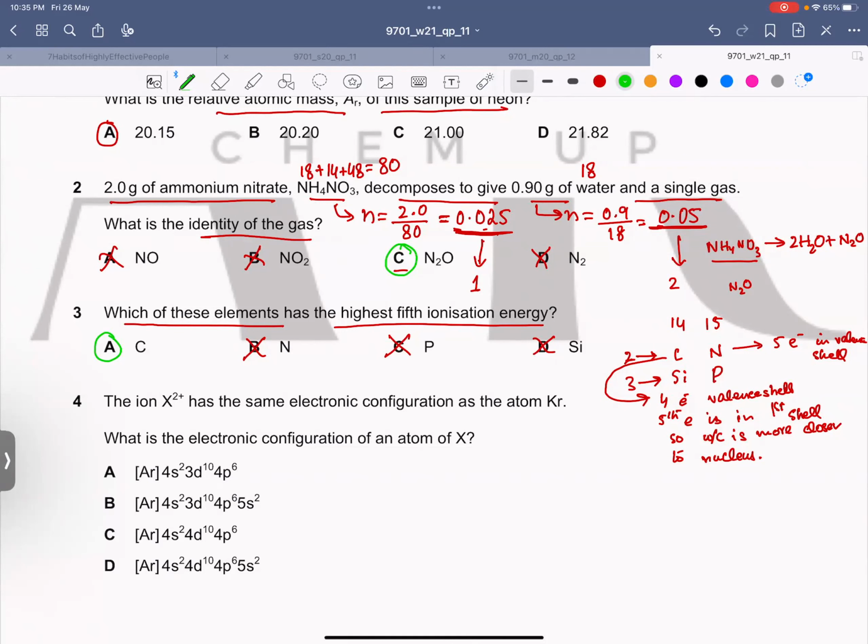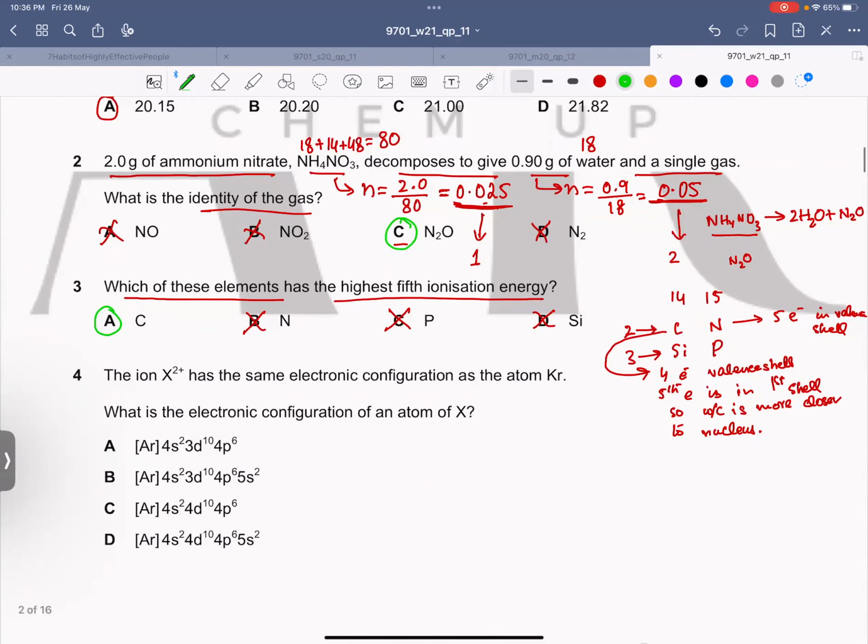In the case of nitrogen, all the 5 electrons are in the second shell, that is their valence shell. So the 5th electron is removed from the second shell for nitrogen, but for carbon, when we have to remove the 5th electron, that actually is in the first shell, which is even closer to the nucleus, which makes it so we have to provide a larger amount of energy to remove that electron. That's why A would be the correct answer. Now, question number 4.